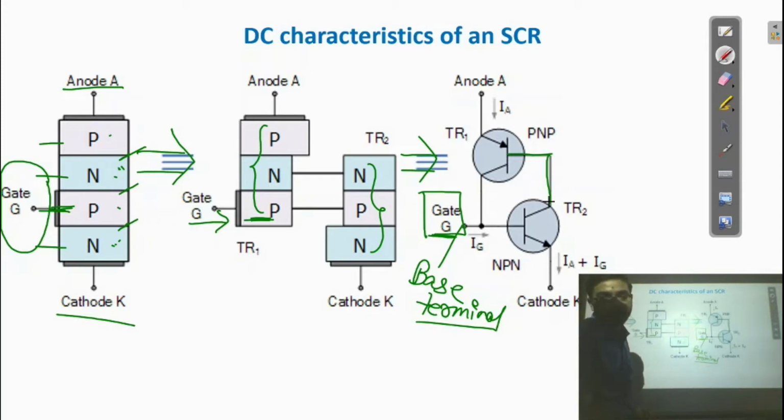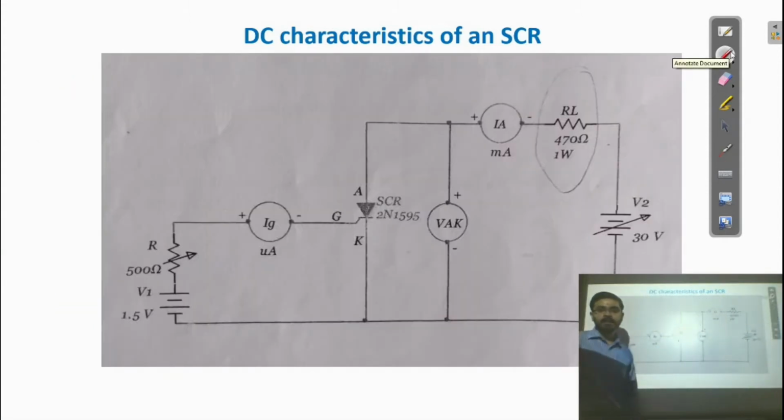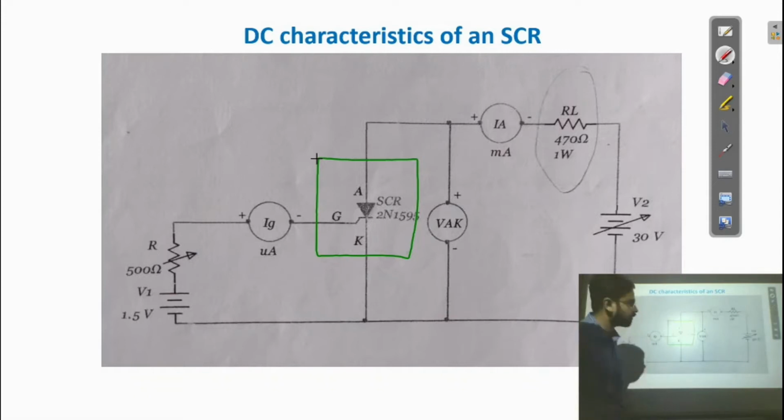Now, what will be our circuit diagram? Let us see what will be our circuit diagram. So, this is our circuit diagram. You can see this is the SCR. This one is our SCR, right? As we have seen, it has an anode, a cathode and a gate terminal.